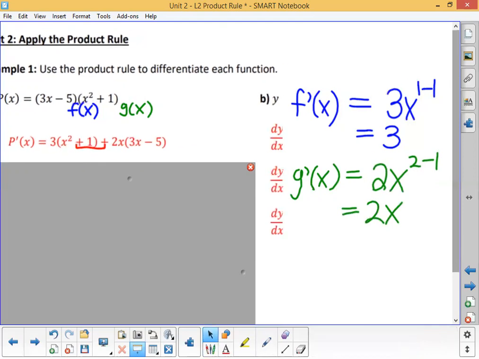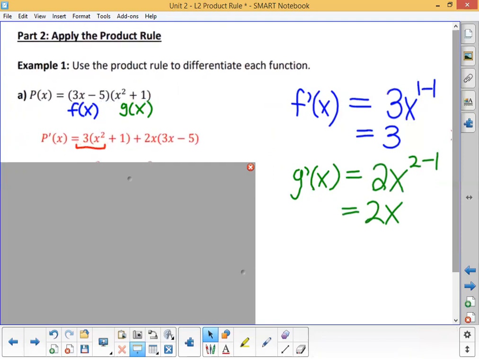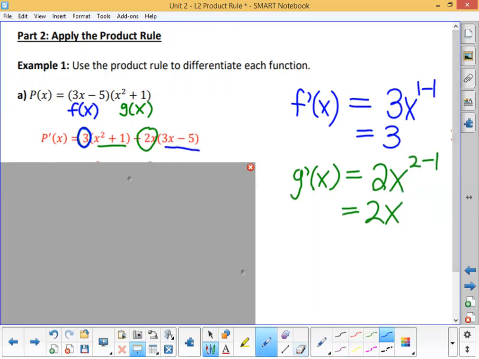If I want to circle my derivative functions, let me use this eraser tool. The derivative of the first times the second function, sorry, I should make that blue. The derivative of the first times my second function plus the derivative of the second times my original first function.